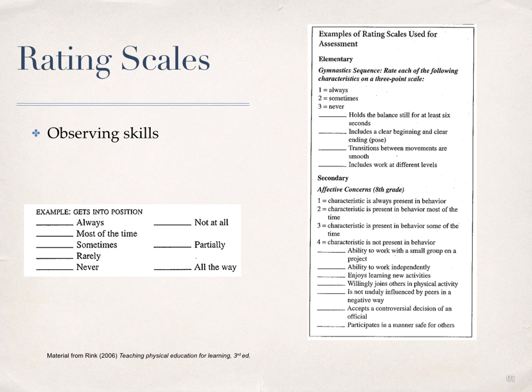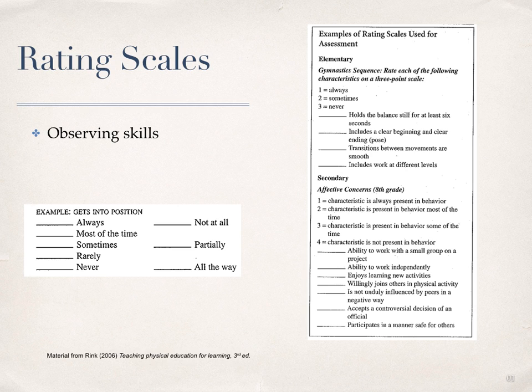Then there's a rating scale, again for skills. So we're observing. We can use this in a clinic, we can use it in a lab, and with the observation, we're observing how they did. I like the one on the right. It has the elementary gymnastic sequence. Rate each of the following characteristics on a 3-point scale: 1, always; 2, sometimes; 3, never. And then they have the list of four different things. And then you give them that rating there.